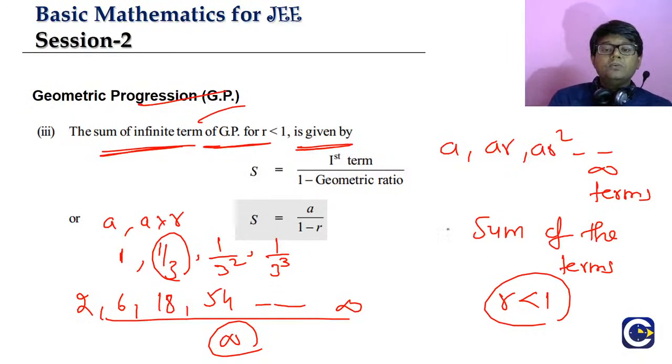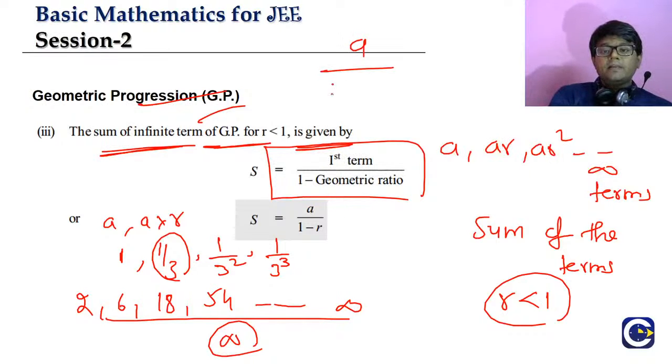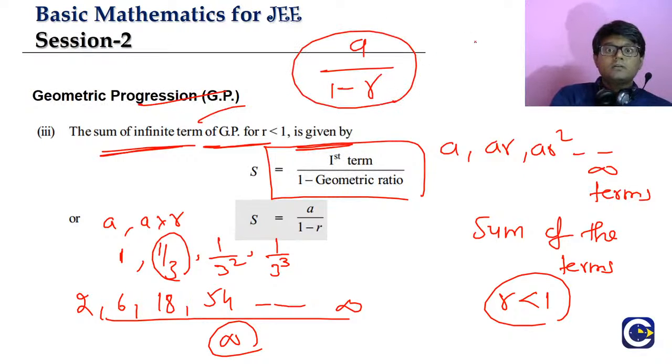When the common ratio is less than 1, the sum of the infinite GP, here again we are not getting into the derivation, will be equal to the first term divided by 1 minus the geometric ratio. The first term is a, divided by 1 minus r. We can call this S infinity.